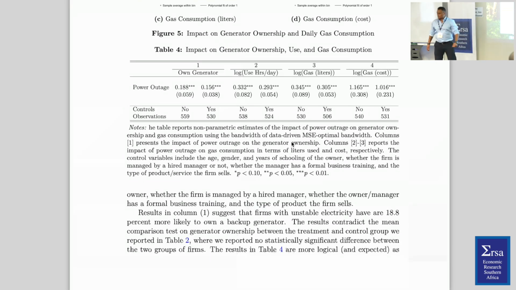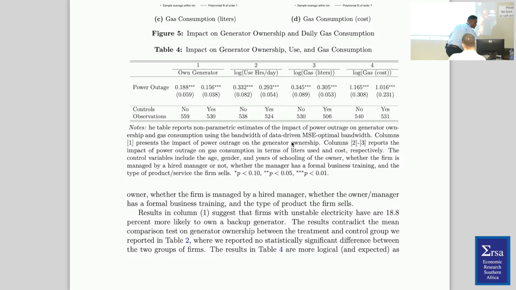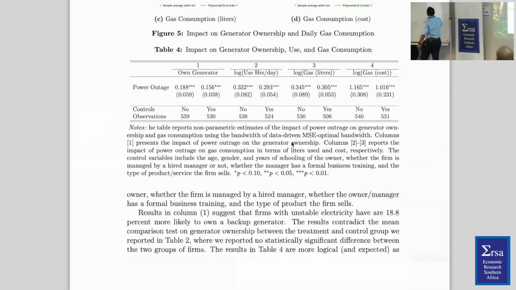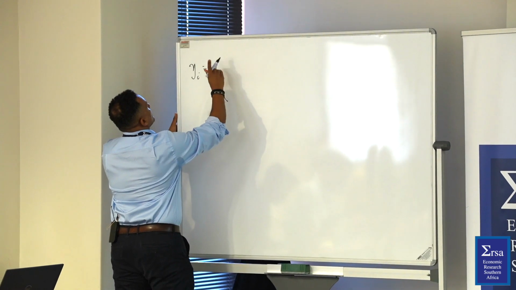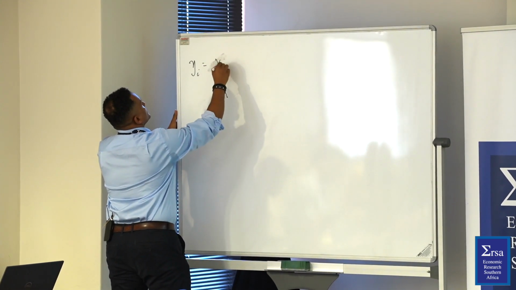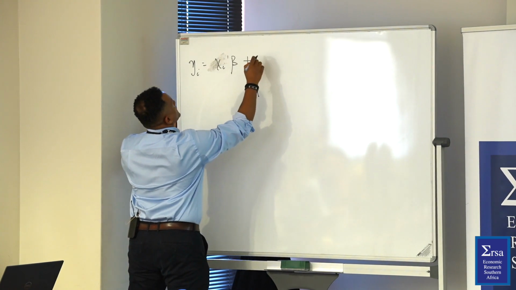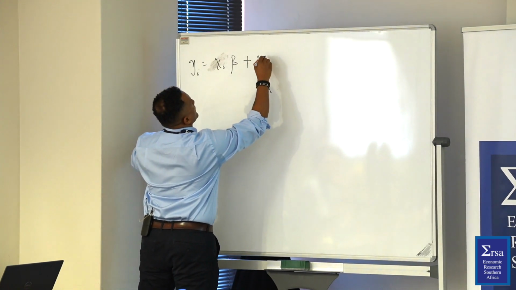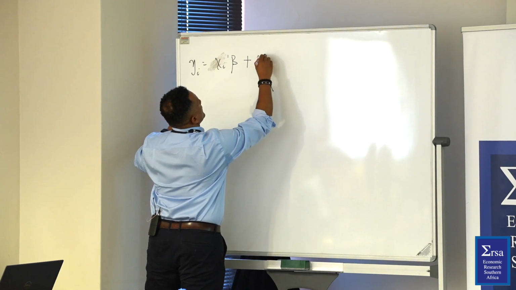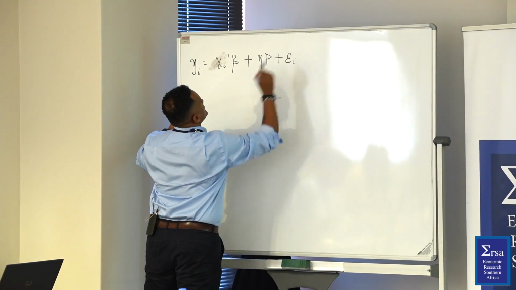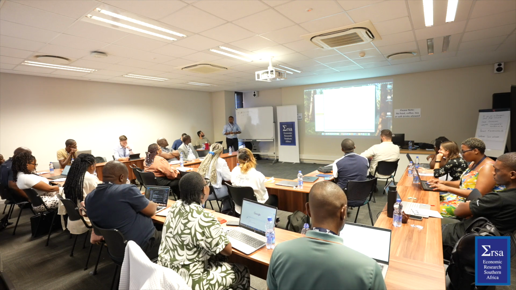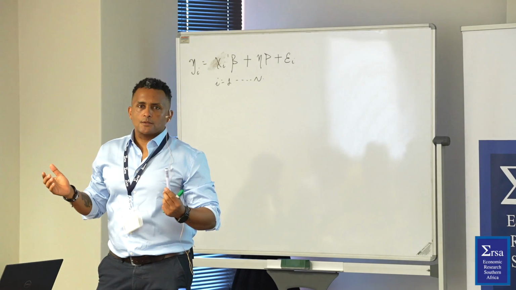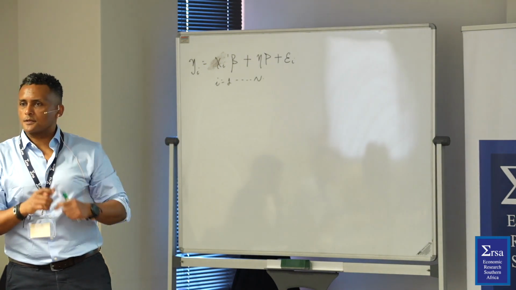The only variable that I'm interested in is the power outage variable. So my equation is yi, this is my equation, equal to xi beta plus eta power outage plus ei. This is my equation. i is equal to 1 up to n, and it's a cross-sectional equation. I'm using regression discontinuity. Remember the regression discontinuity model that I discussed yesterday?